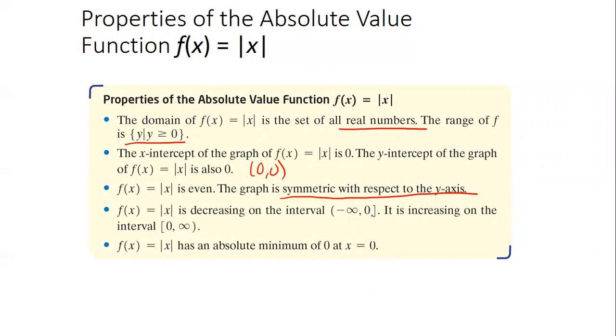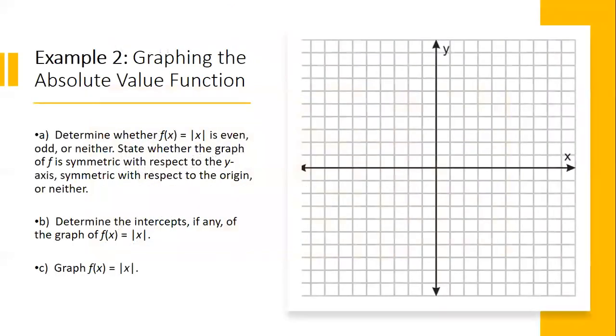Are we ready to graph it and talk about it? Here we go. All right, so we want to determine if it's odd or even or neither. And we've already stated what it is, but just to show you, x, y, we can start with some small values: -3, -2, -1, 0, 1, 2, and 3.